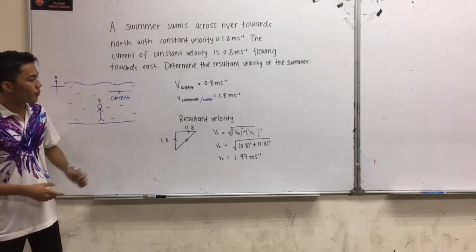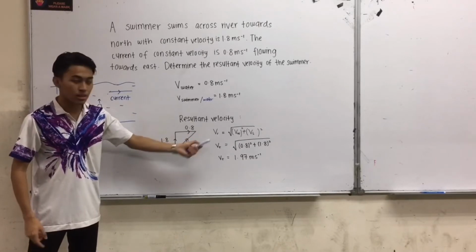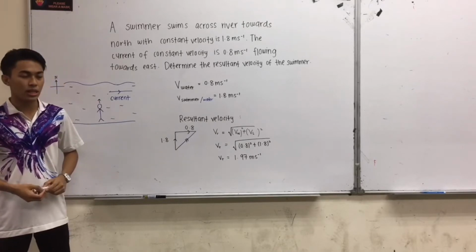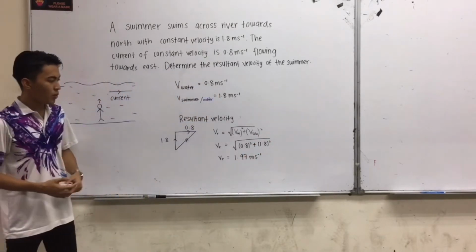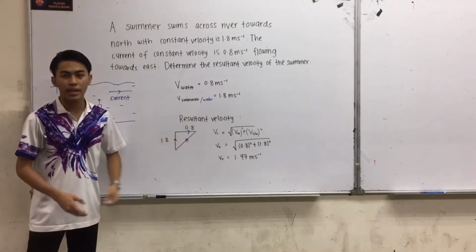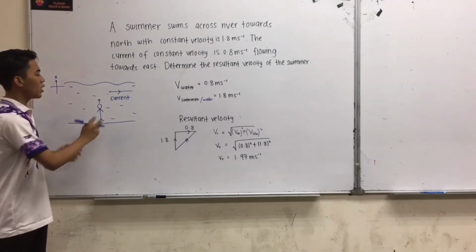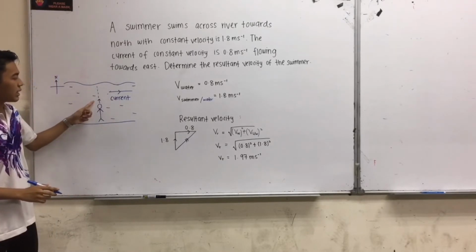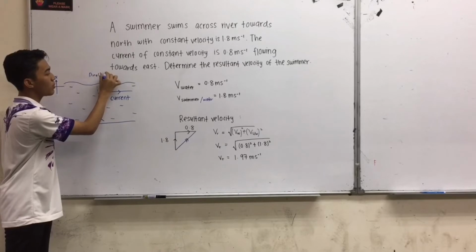In order to find the resultant velocity, we use this formula, which is resultant velocity equals the square root of velocity of water squared plus velocity of swimmer relative to the water squared. Then we substitute the values into the equation and we get 1.97 m/s. So in conclusion, when the swimmer is trying to approach the other side of the water, this straight line is the direction that the swimmer plans.